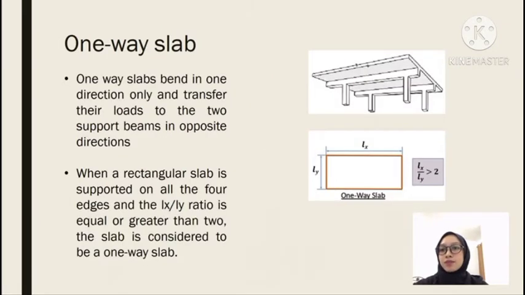For one-way slab, it bends in one direction only and transfers their loads to the two support beams in opposite directions. When a rectangular slab is supported on all the four edges and the Lx over Ly ratio is equal or greater than 2, the slab is considered to be a one-way slab.